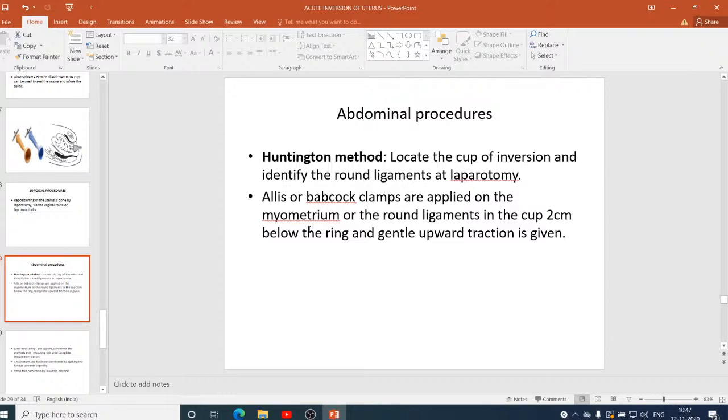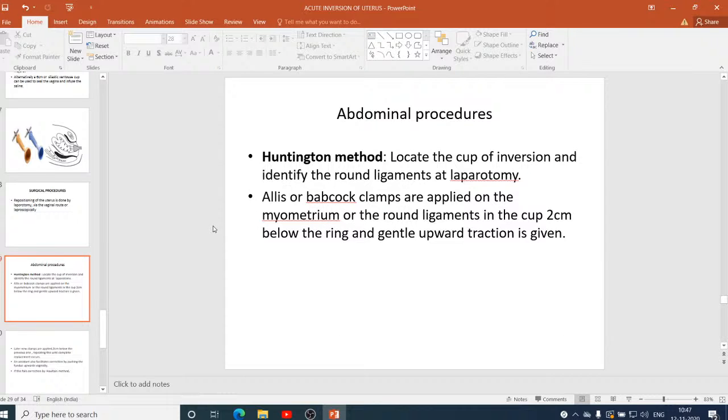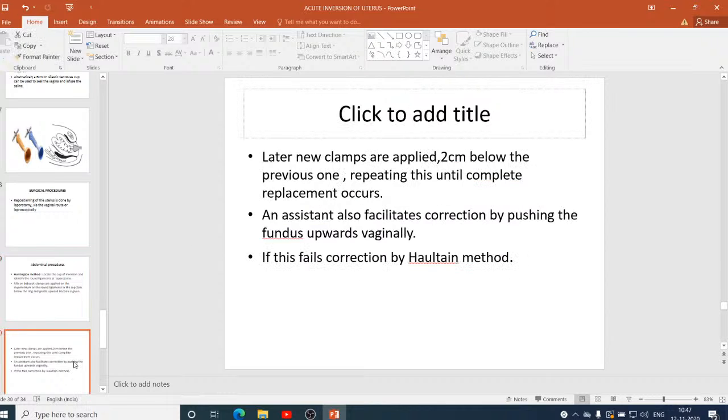In this, after opening the abdomen by laparotomy, locate the cup of the inversion and identify the round ligament. Then Allis or Babcock's clamps are applied on the myometrium or the round ligaments in the cup, 2 centimeters below the ring, below the cup of inversion which we see, and gentle upward traction is given.